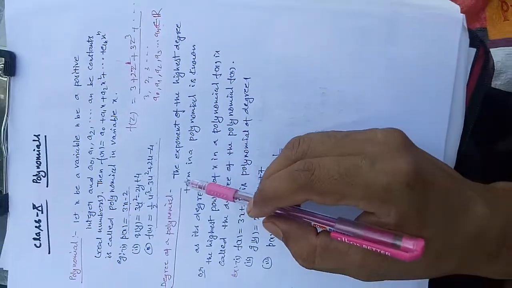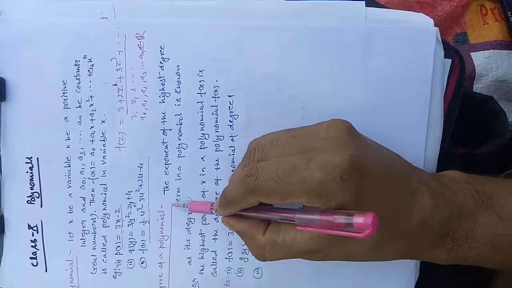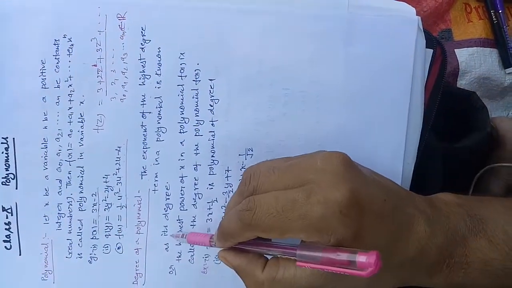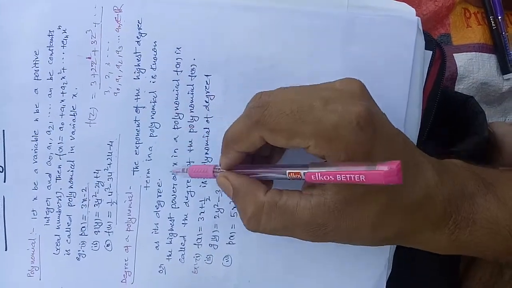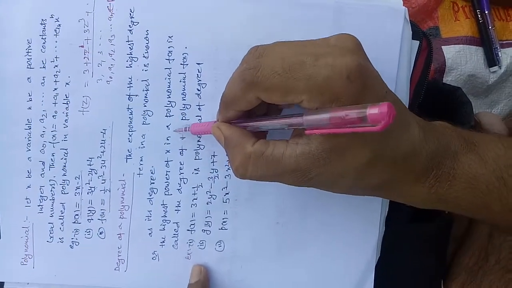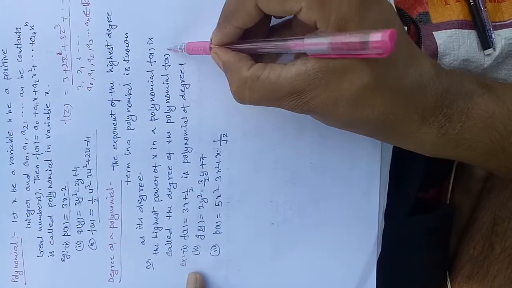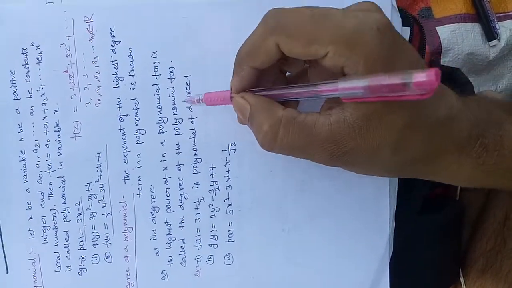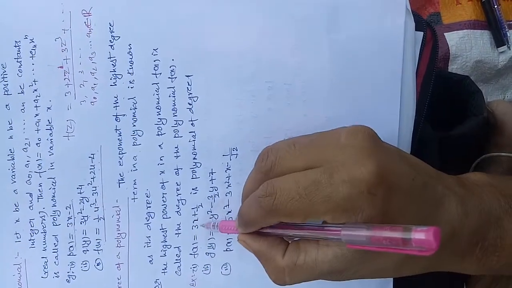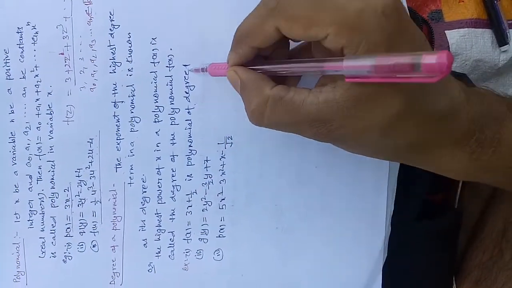Now let's see another definition. Degree of a polynomial. What is the degree of a polynomial? The exponent of the highest degree term in the polynomial is known as its degree, or in other words, the highest power of x in a polynomial f(x) is called the degree of the polynomial f(x). For the example, we have polynomial f(x) like 3x plus half. So here is a polynomial of degree 1.